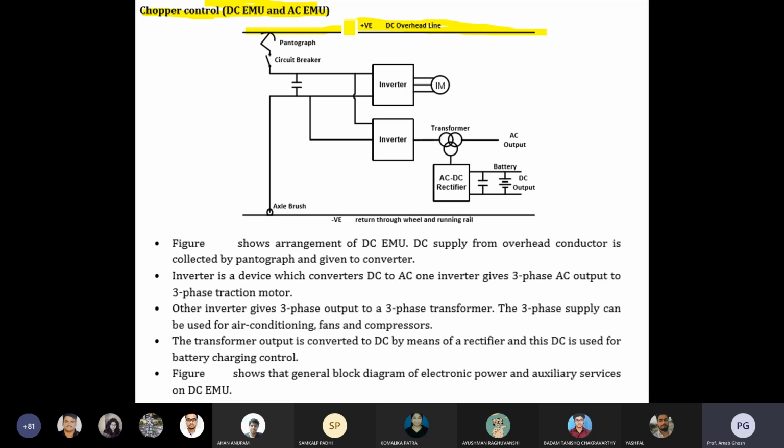We are using the catenary and contact wire based on our requirement. Here we are considering the positive DC overhead line. In the case of metro rail, it should not be only DC all the time.